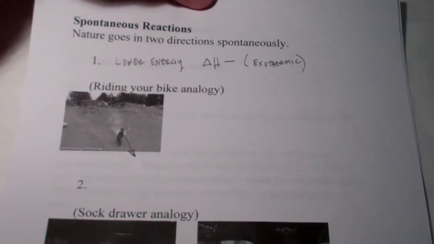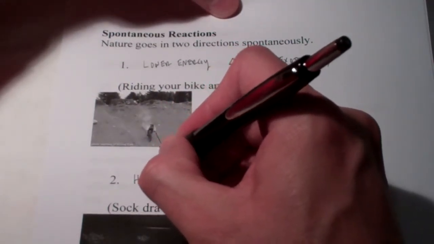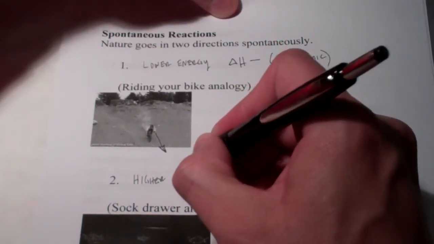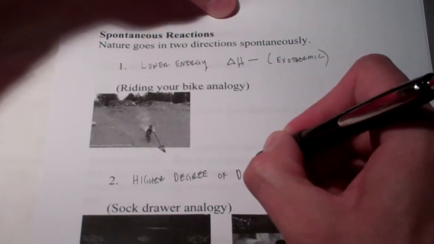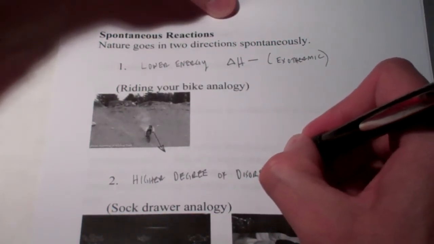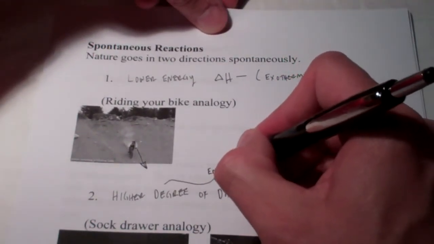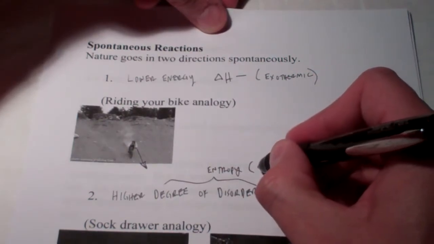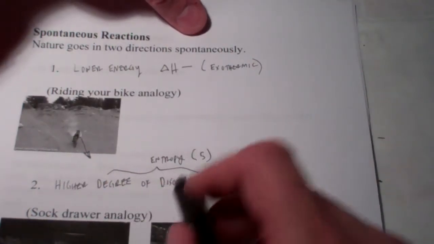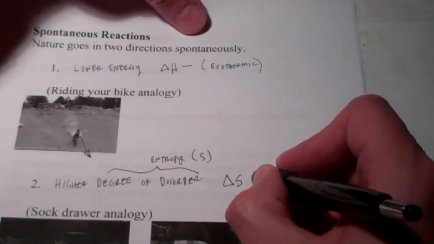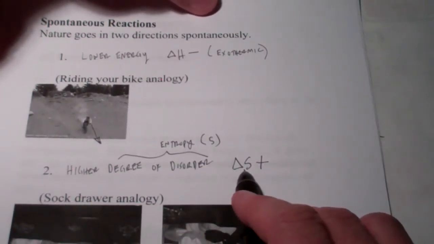The other direction nature tends to go towards spontaneously is to a higher degree of disorder. Now, the degree of disorder of something is called the entropy, and it's symbolized with the letter S. So nature prefers a higher degree of disorder. Delta S is positive, a higher entropy. So the change in entropy is positive.